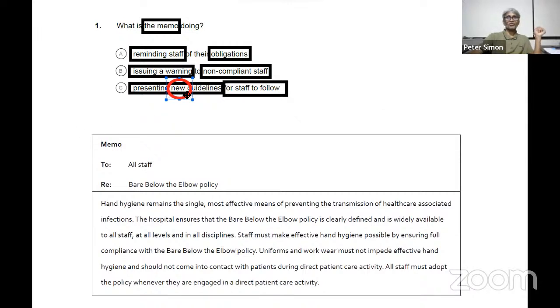So here the red flag is new. And here the red flag is non-compliant. Non-compliant. Staff is everywhere. So here, presenting new guidelines. Is it presenting new guidelines? No, not at all.